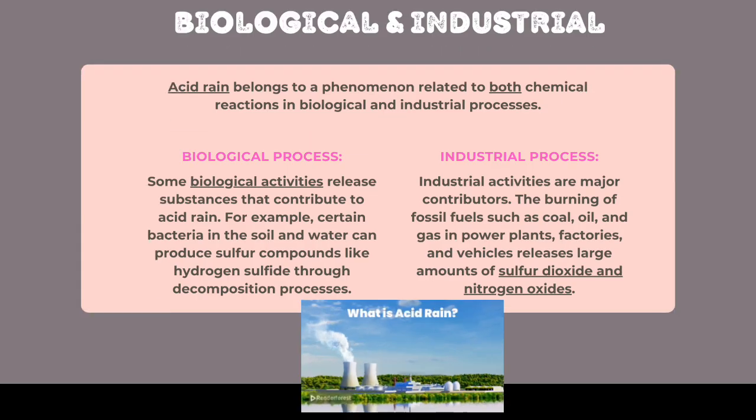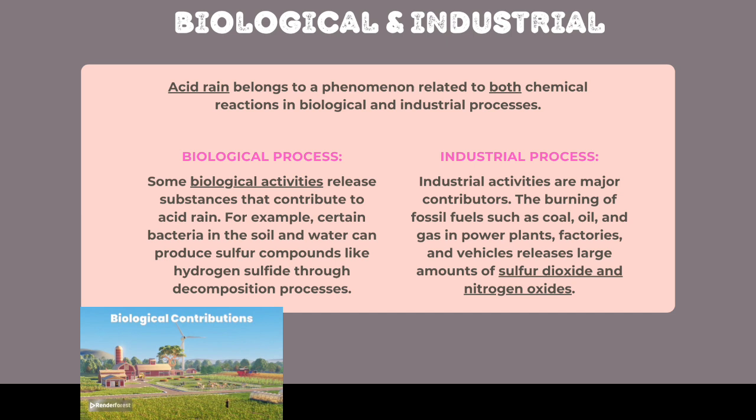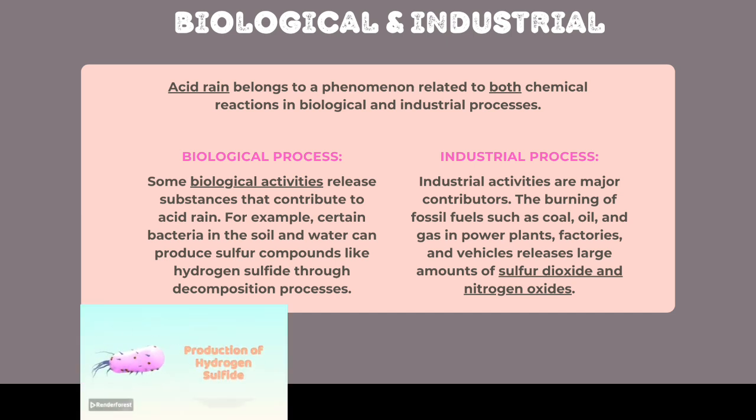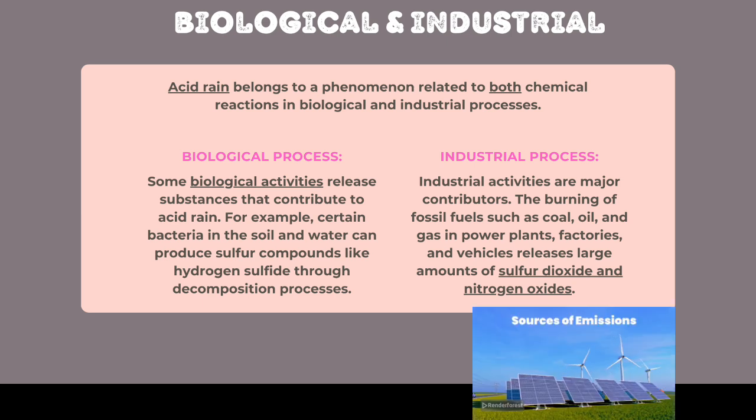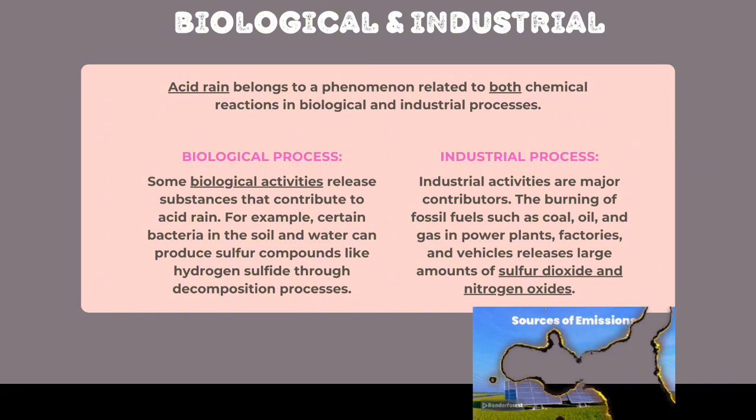Acid rain belongs to a phenomenon related to both chemical reactions in biological and industrial processes. Some biological activities release substances that contribute to acid rain. For example, certain bacteria in the soil and water can produce sulfur compounds like hydrogen sulfide through decomposition processes. While industrial activities are major contributors, the burning of fossil fuels such as coal, oil, and gas in power plants, factories, and vehicles releases large amounts of sulfur dioxide and nitrogen oxides.